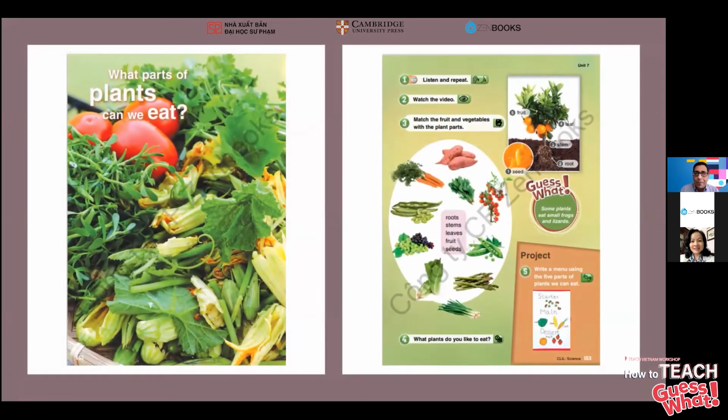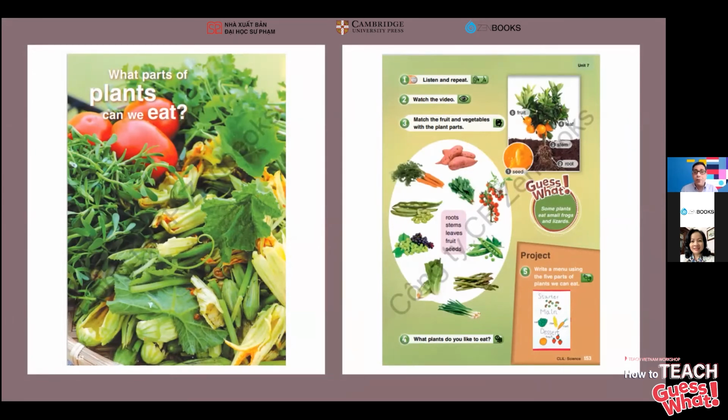There's also an optional activity, if you remember, what part of plants do we eat? This is in the back of the book. I just want to show it to you. Your chance to use it or not, depending on if you have time, but this is CLIL. And again, it's related to those science lessons. So here, it's what part of plants can we eat? We can listen and repeat. We watch a video about the plants and where they come from, and we learn words like roots, stems, leaves, fruits, and seeds. And there's an extra project if you want to do it.